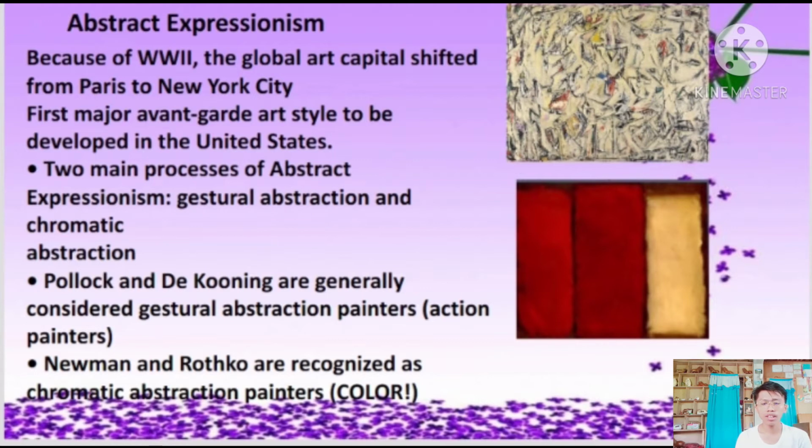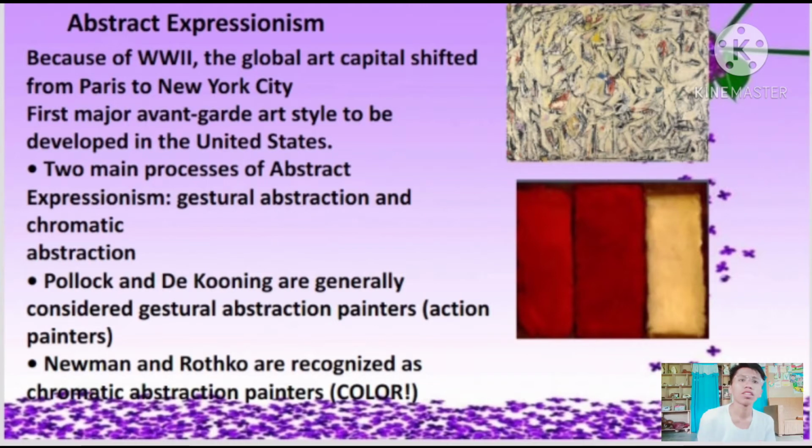While chromatic abstraction is also called field painting or color field painting, they are creating areas of unbroken surface and a flat picture plane. There are two painters generally considered in gestural abstraction: Pollock and de Kooning, while Newman and Rothko are recognized as chromatic abstraction painters.